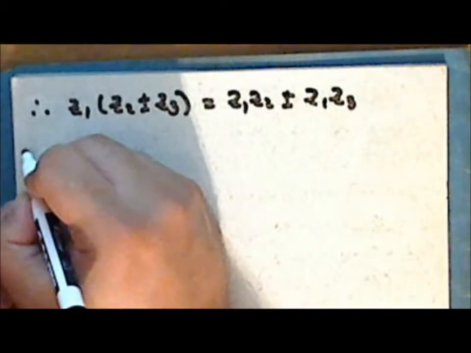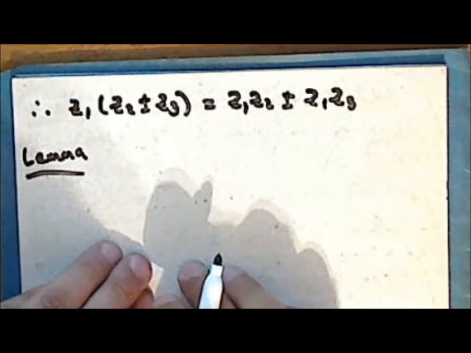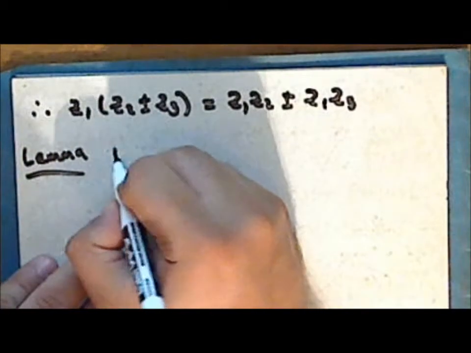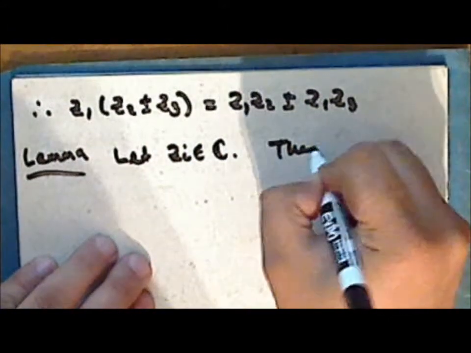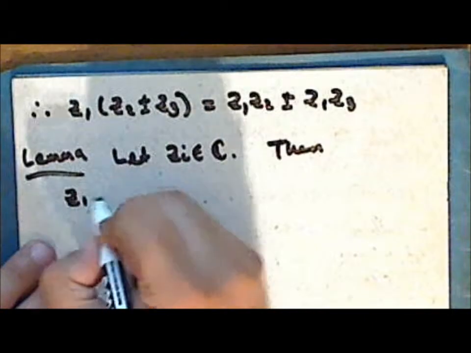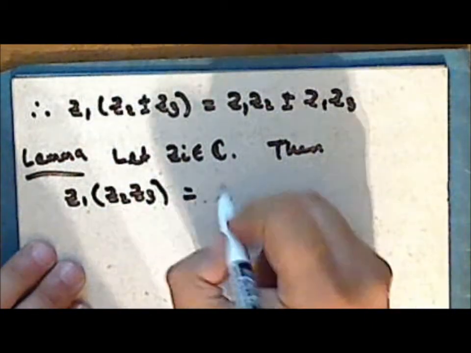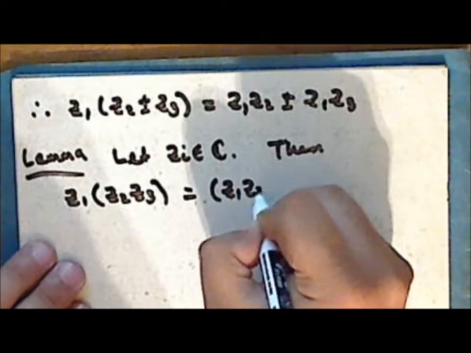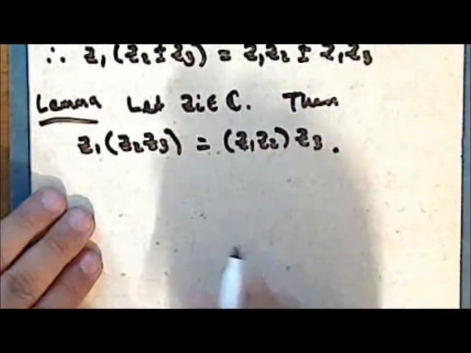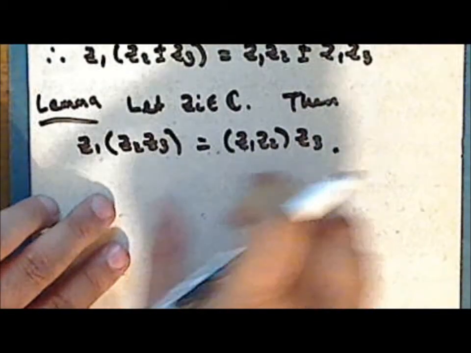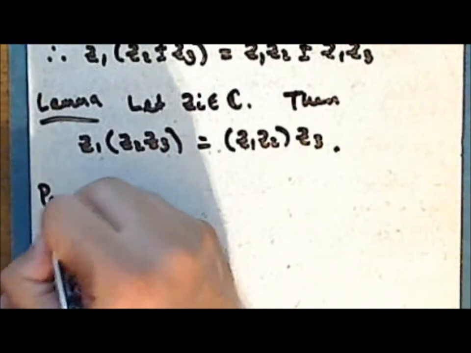All right. So next, we will show that the operation of multiplication is associative over the complex numbers. So let z sub i be a complex number. Then the product of z1 with the quantity z2 times z3 is the same as the quantity z1 times z2 times z3. And so as the operation is associative, it does not matter how we group them, and so we'll be able to omit parentheses altogether. So proof.